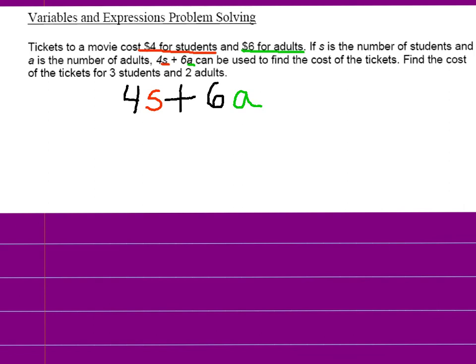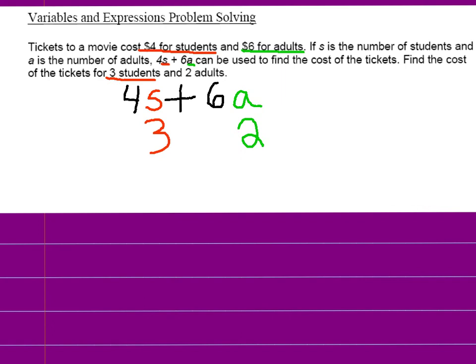You notice I try and color code things. It helps the brain remember things easier and see things easier. So I copied the expression out using colors. So the red S will stand for students, and they cost $4 to get in. And the green A will stand for adults. They have to pay $6 to get in. So I want you to look at the 3 and the 2 and think to yourself, where does the 3 go and where does the 2 go? The 3 is students, so it's going to go underneath the S for students, and the 2 is adults. The 2 is going to go right here.